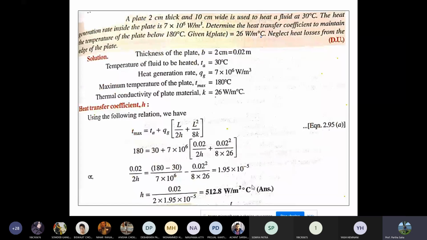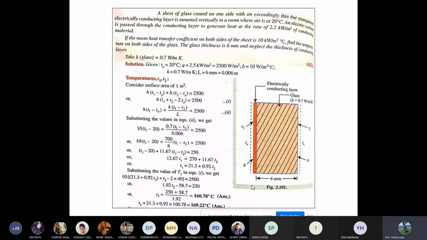Another problem. Sheet of glass coated on one side with an exceedingly thin but transparent electrically conducting layer is mounted vertically in a room where air is at 20 C. An electric current is passed through the conducting layer to generate heat at the rate of 2.5 kilowatt per meter square of conducting material. If the mean heat transfer coefficient on both sides of the sheet is given 10 watt per meter square C, find the temperature on both sides of the glass. The glass thickness is given 6 millimeter. Neglect the thickness of the conducting layer.